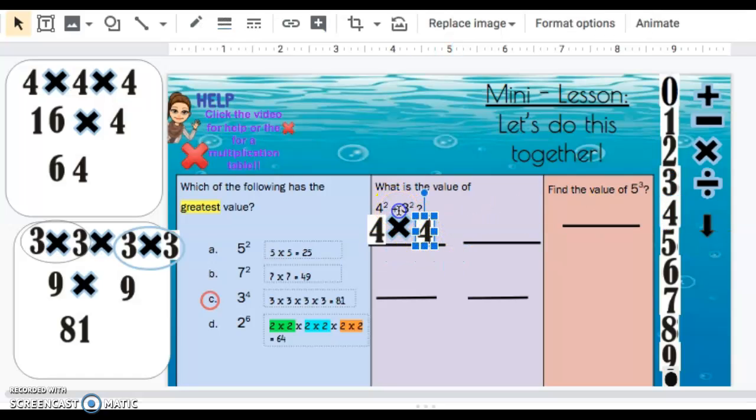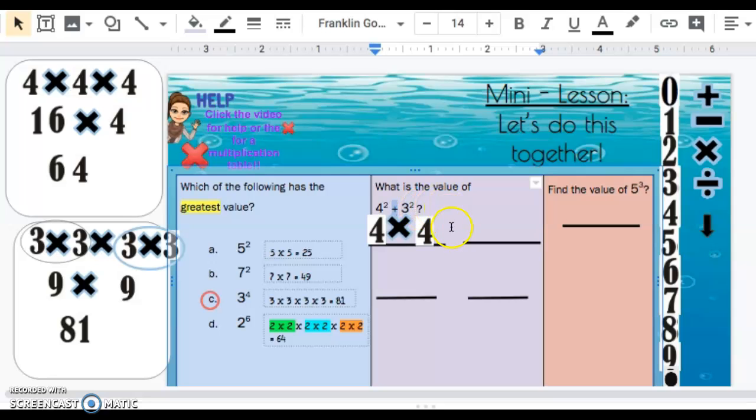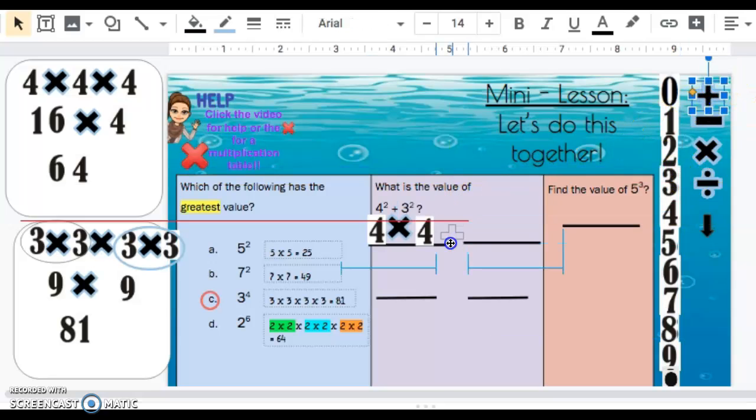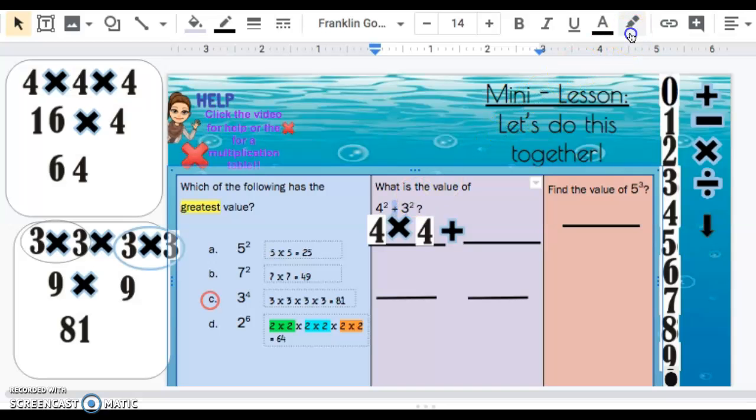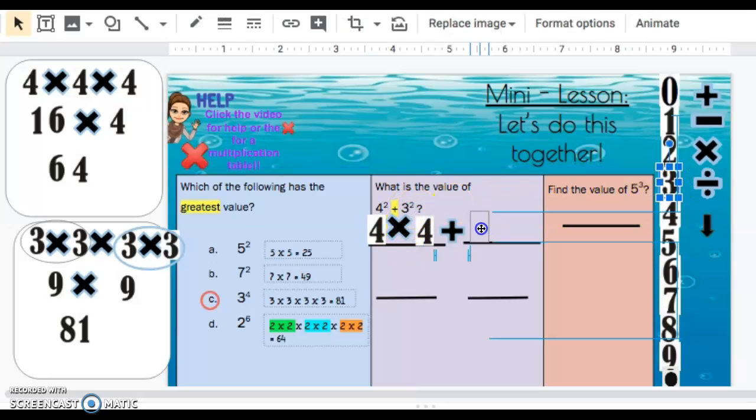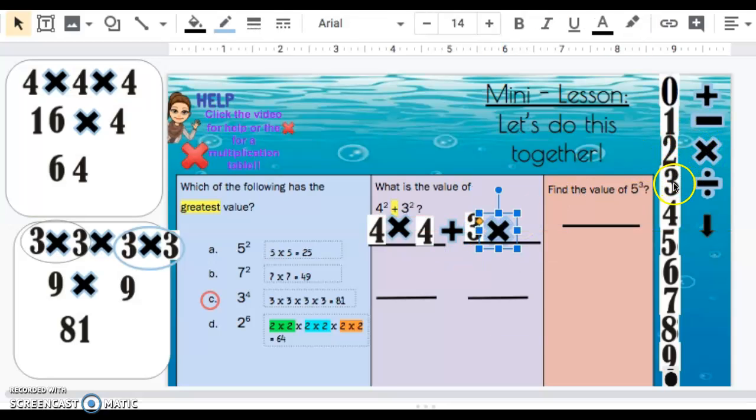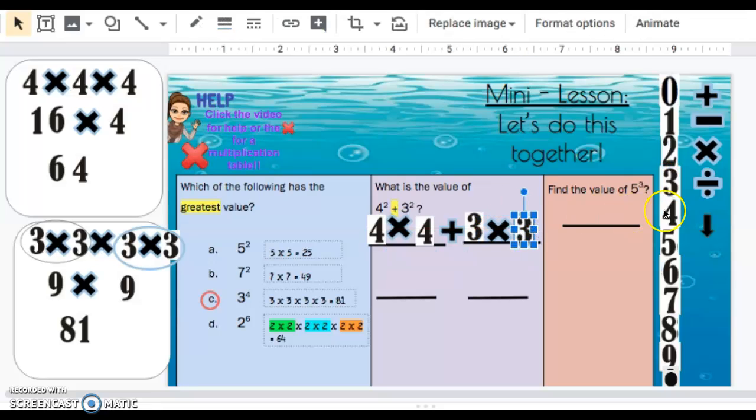Okay, now you have to look at what the sign is in the middle. That's what determines the sign that you use. Since it's a plus sign, you are going to be adding in between. Now, if it was a multiplication sign like it was over here, you would put a multiplication sign. But since there is this plus sign right here, you have to pay attention to that, because that determines what sign you're going to be doing with those two exponential forms. Okay, so the next one we have is 3 squared. So you have 3 times 3. Okay, so now you have 4 times 4 plus 3 times 3.